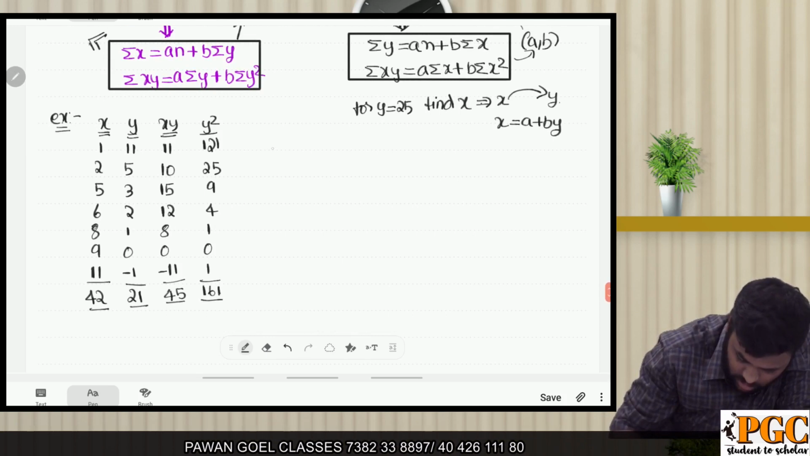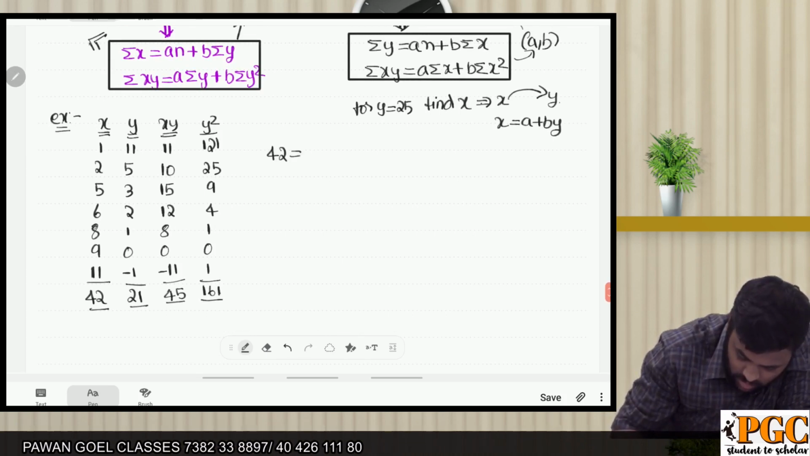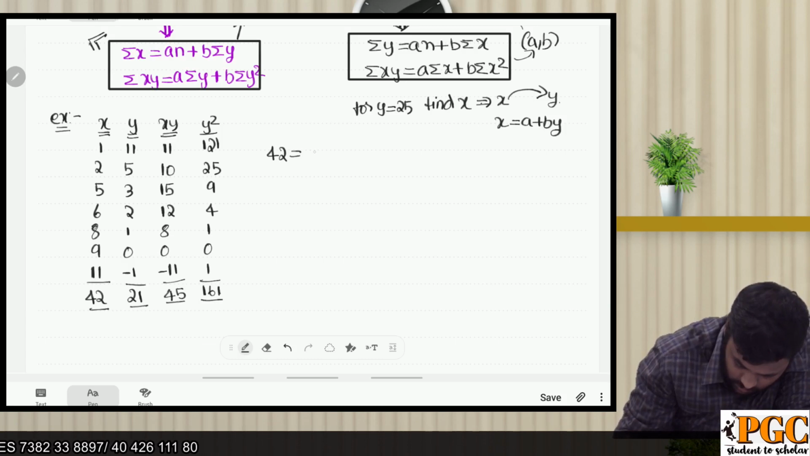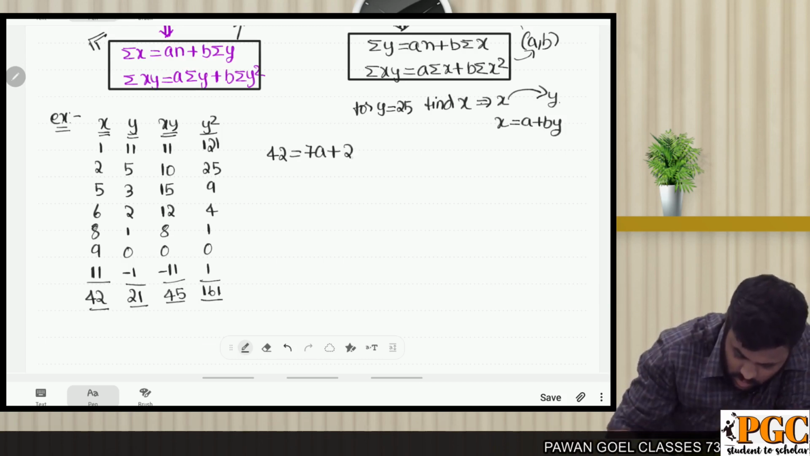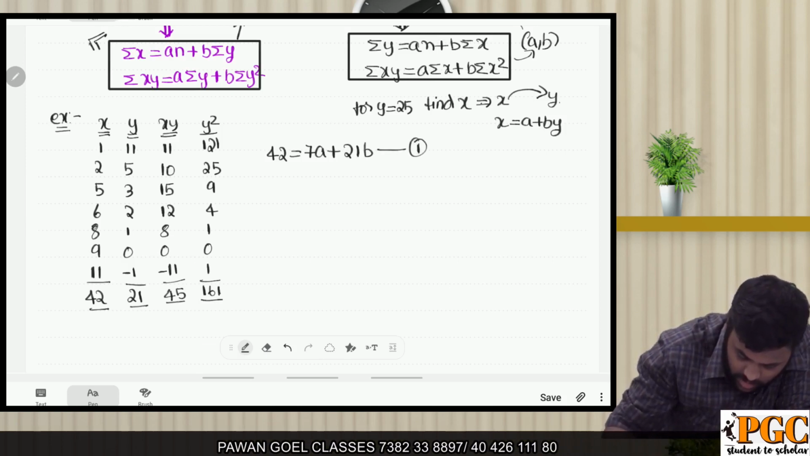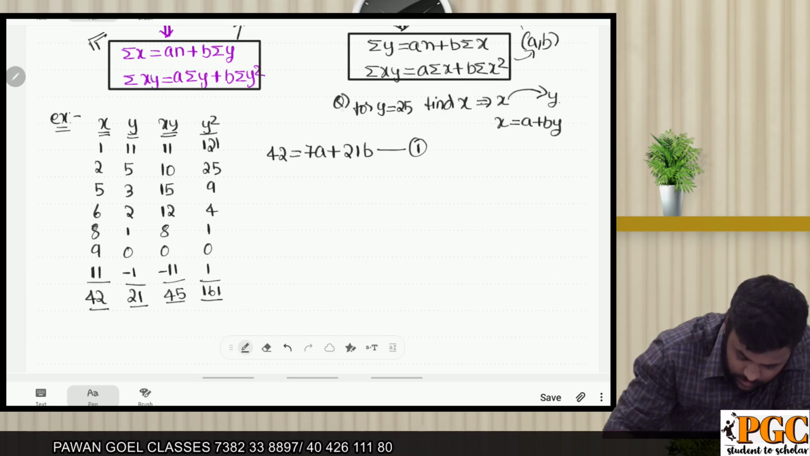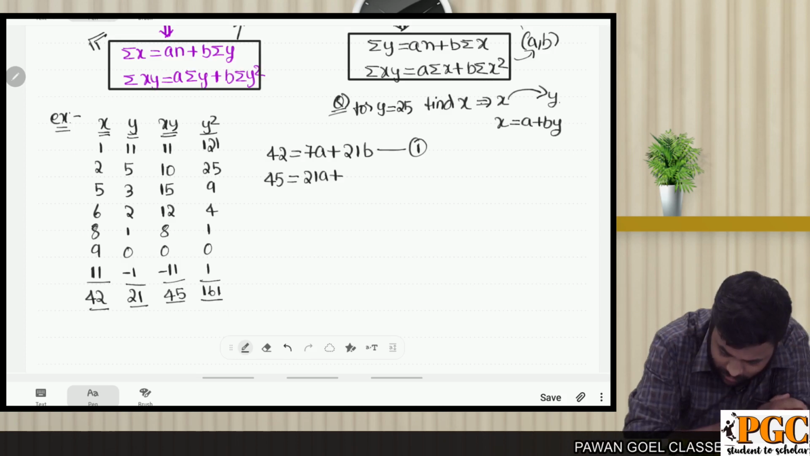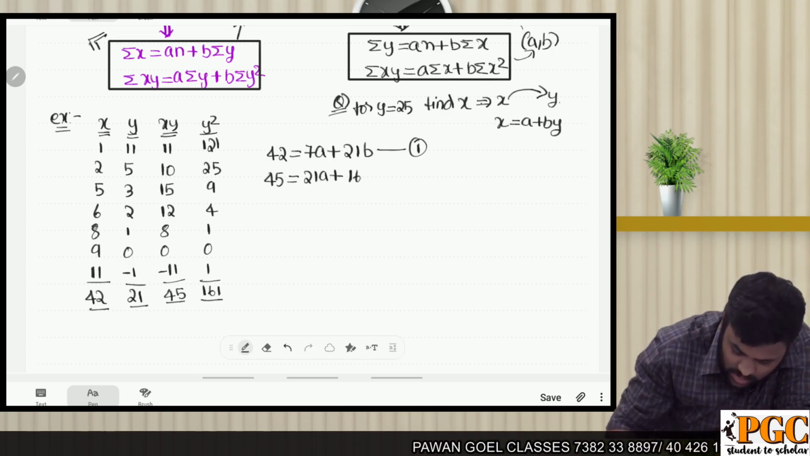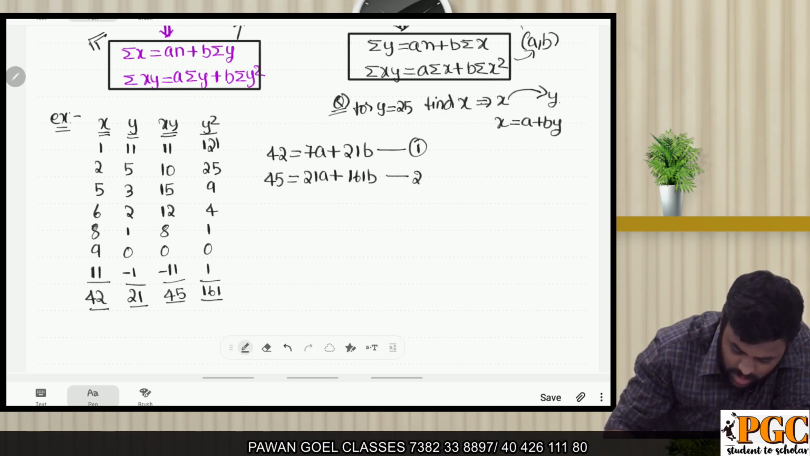First equation, summation of x: 42 is equal to a into n. Total how many observations do we have? 1 2 3 4 5 6 7, we have 7 observations. So 7a plus b into summation of y, that is 21b. This is supposed to be equation 1. Now next, summation of xy: 45 is equal to a into summation of y, 21a, plus b into summation of y square, that is 161b. This is supposed to be equation 2.